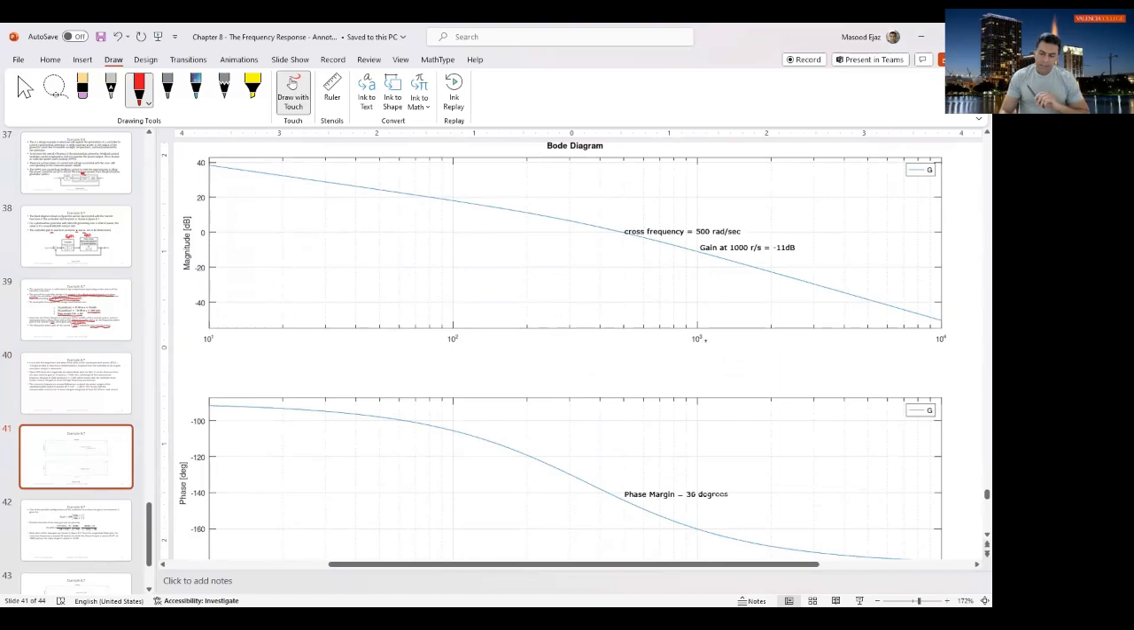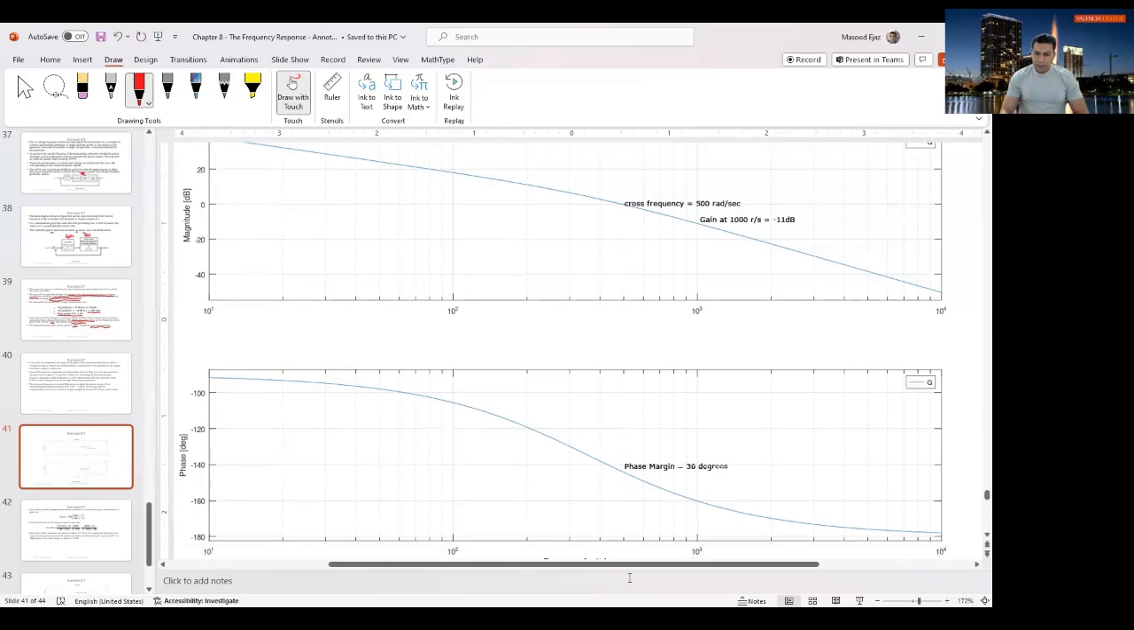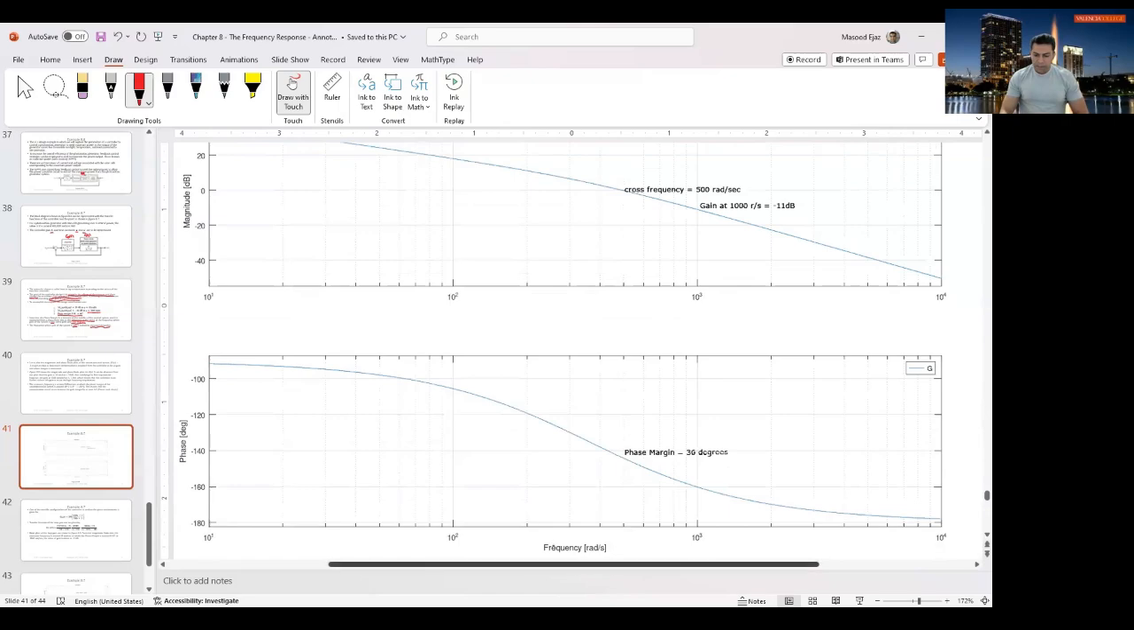And the third thing is your phase margin. So first, you're going to locate the crossover frequency. So you're going to look at the 0 decibel line where it intersects the gain and read that frequency from the magnitude plot. And that frequency is approximately 500 radian per second. And now you're going to look at 500 radian per second, so right over here somewhere.